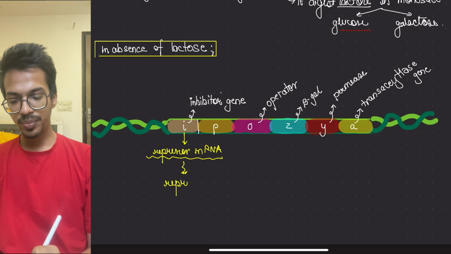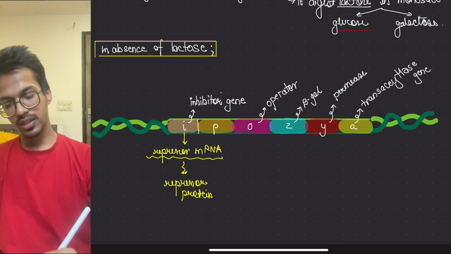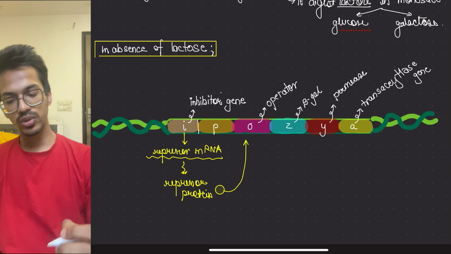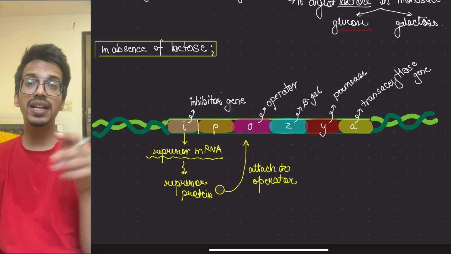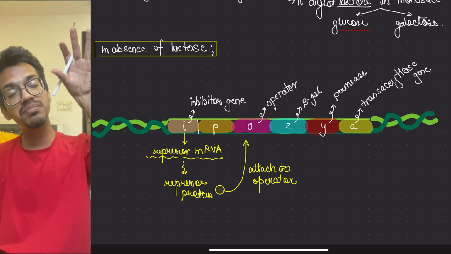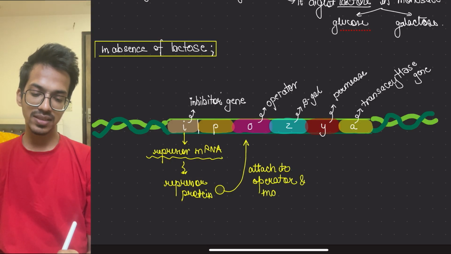A repressor protein. As this repressor protein is formed, imagine this is it. This protein will go and attach to this. It will attach to the operator, and that will do what? It will bind with it and mask its activity.